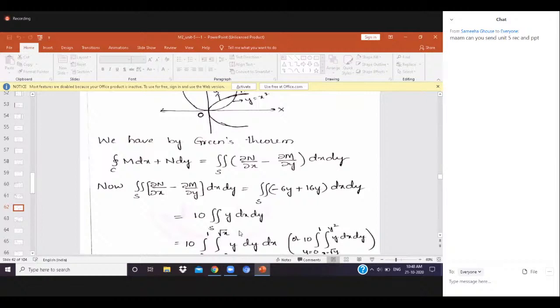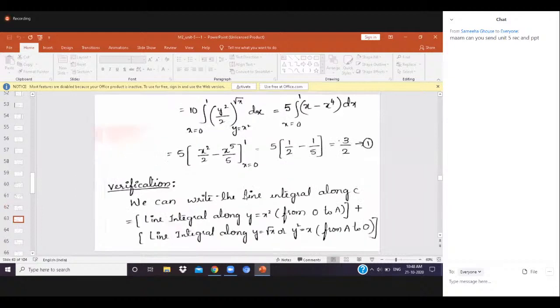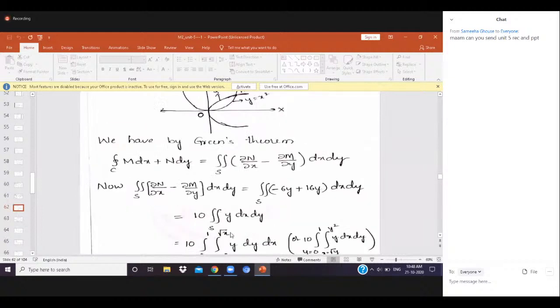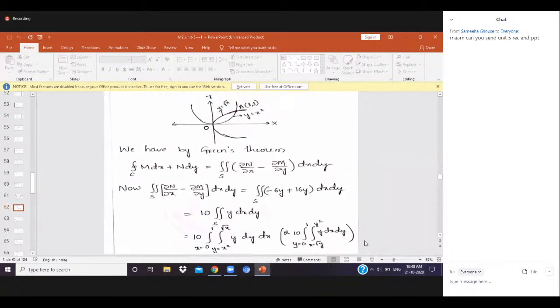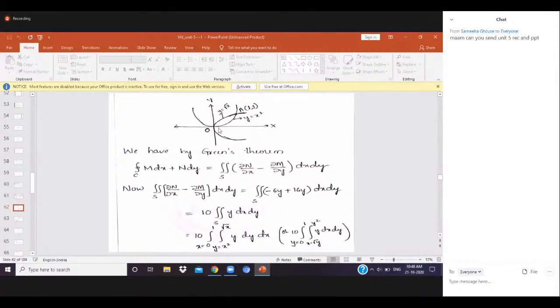But here be careful about the limits, because the lower curve indicates the lower limit and the upper curve indicates the upper limit. Here we need to take one limit as varying and the other as constant. That is your wish: if you keep x as the varying limit, then y is the constant limit, no problem. But in this problem, x limits are constant limits and y limits are varying limits. Look here, x limits are 0 to 1.